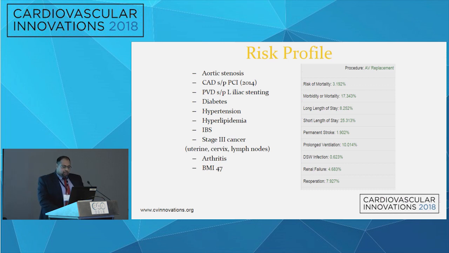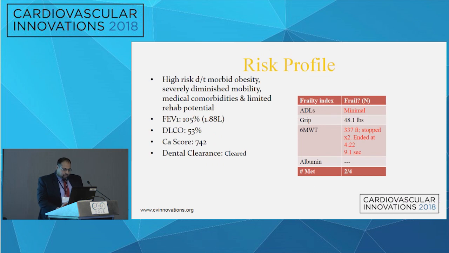As you can see, her STS is actually not that high. She's probably in the lower intermediate risk there. However, as I said, she had frailty, she was 404, and she had a very elevated BMI.